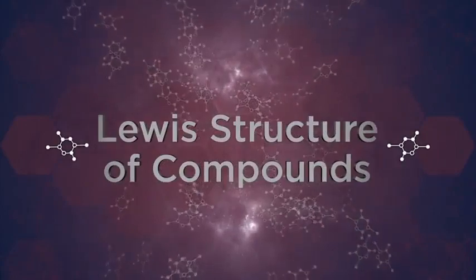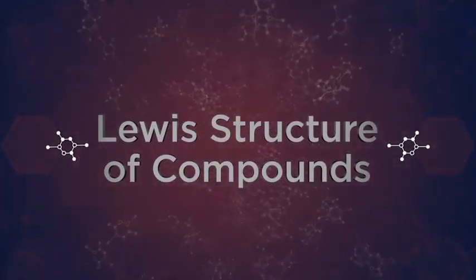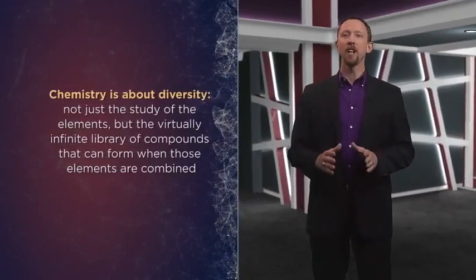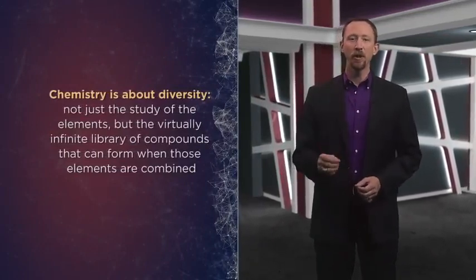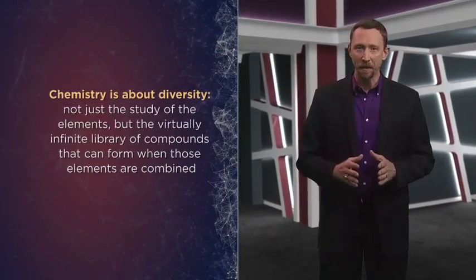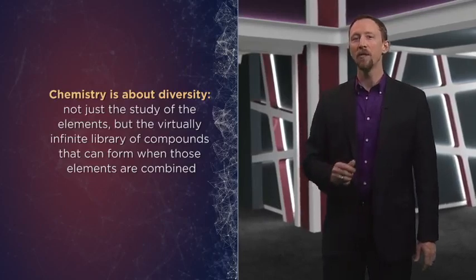We've seen how Lewis structures of pure elements, neon, fluorine, oxygen, and nitrogen, can be used to explain some of their chemical properties. But that only really scratches the surface of what we can do with Lewis structures. Remember that chemistry is about diversity, the study of not just the 100 or so elements, but the virtually infinite library of compounds that can form when those elements are combined. And Lewis structures give us a wonderful way to illustrate the connectivity of atoms in compounds, demonstrating the octet rule and allowing us to predict formal charges in all sorts of compounds.